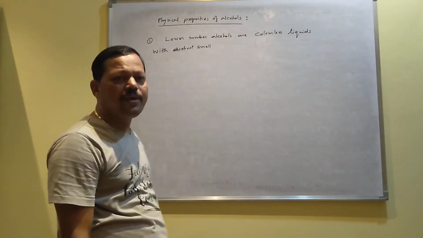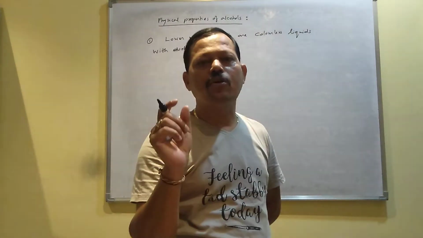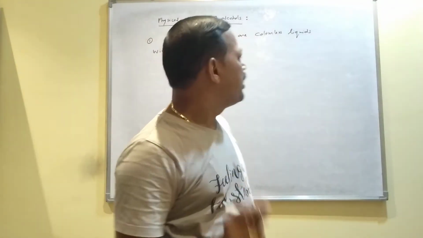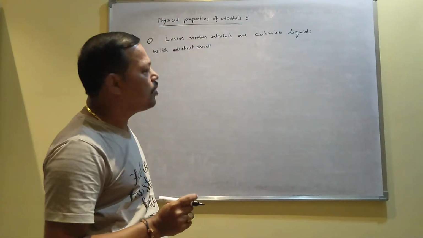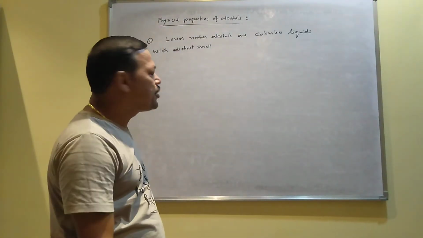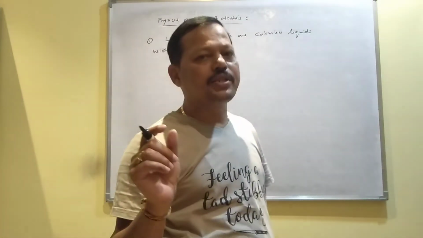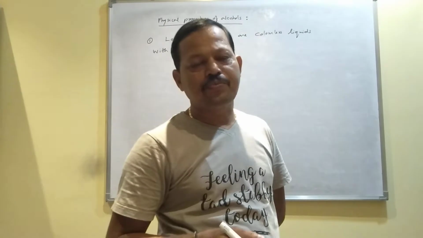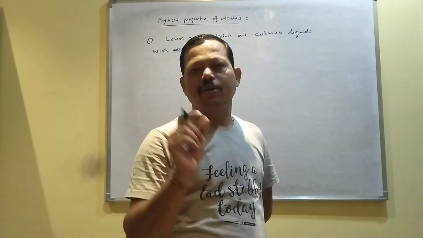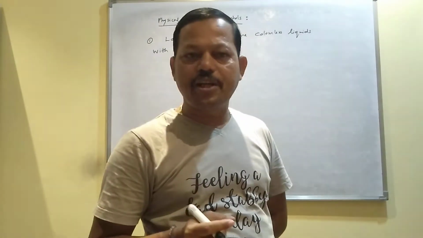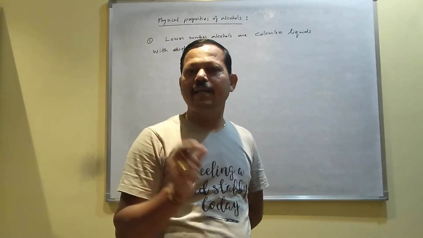Lower member alcohol means the smaller alcohols like methanol, ethanol, propanol, butanol. They are considered as lower member alcohols and they always exist as liquid and they have some smell also. Do you know which alcohol is used for drinking purpose? Ethanol. Ethanol is used for drinking purpose, but methanol is highly poisonous.